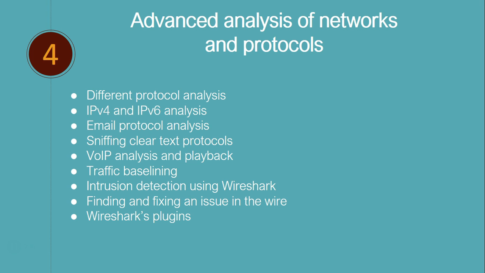Okay, so this is the last one, that is the advanced analysis of networks and protocols. Different protocols will be analyzed like DHCP, DNS, HTTP, TCP, UDP and many more. You can head over to the course description for this course. We will analyze IP version 4 and IP version 6 as well. Email protocols like POP3 and SMTP will be analyzed to show how the communications take place and how email delivery and receiving takes place.